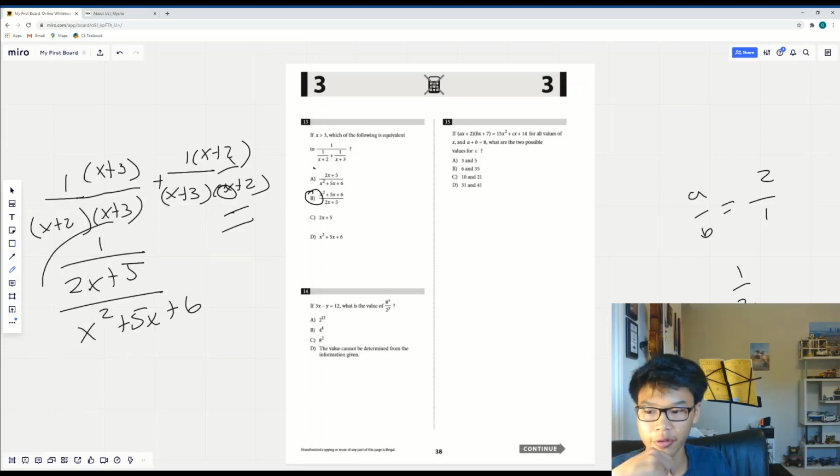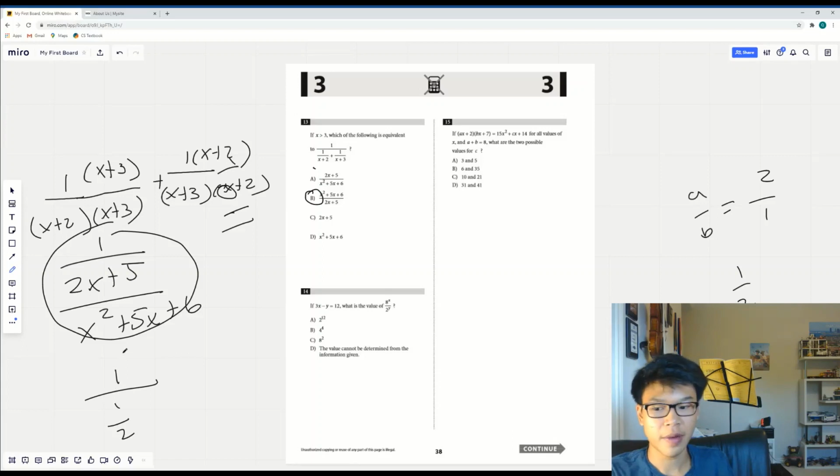And if you guys are confused how I simplified that, it's saying like 1 over 1/2, right? When you divide by a fraction, you multiply it by the reciprocal. So this is equal to 1 times 2 over 1, which is saying 1 times 2, right? Okay, 14.